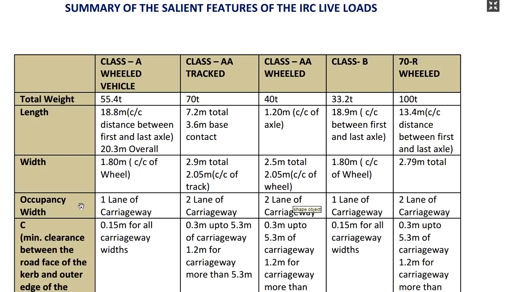So if we take class A wheel, then it is going to occupy one lane of carriageway, because it is small. If you take class AA tracked vehicle, which is a very large scale, then 2 lanes of carriageway are going to be occupied. Similarly, class AA wheeled also requires 2 lanes. It is a very big vehicle. Army tanks and army vehicles can be classified in it. Class B takes 1 lane of carriageway, and 70R will be 2 lanes of the carriageway.